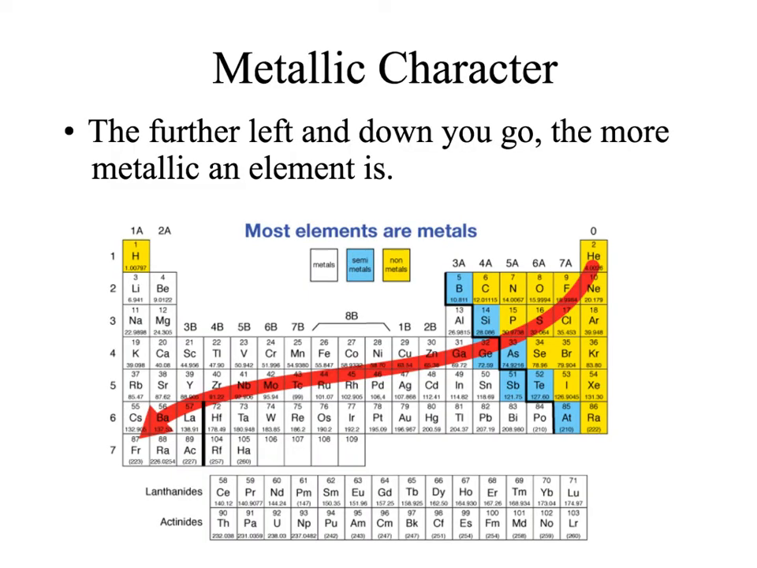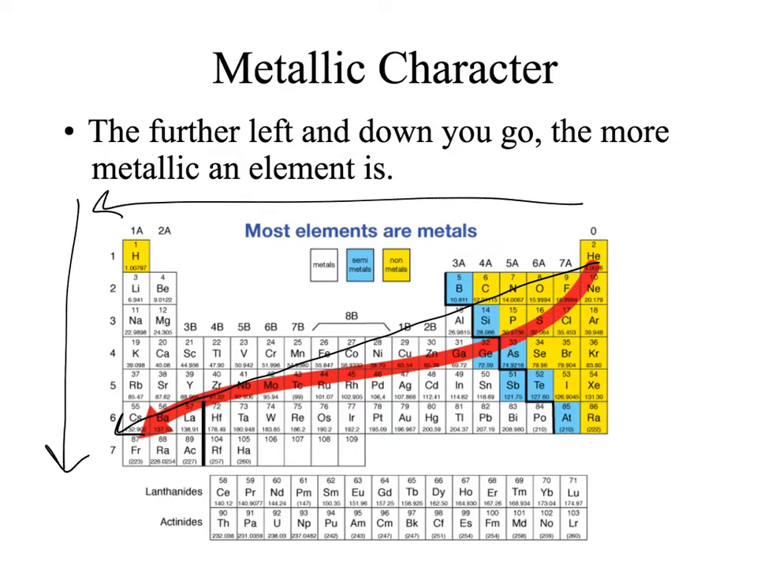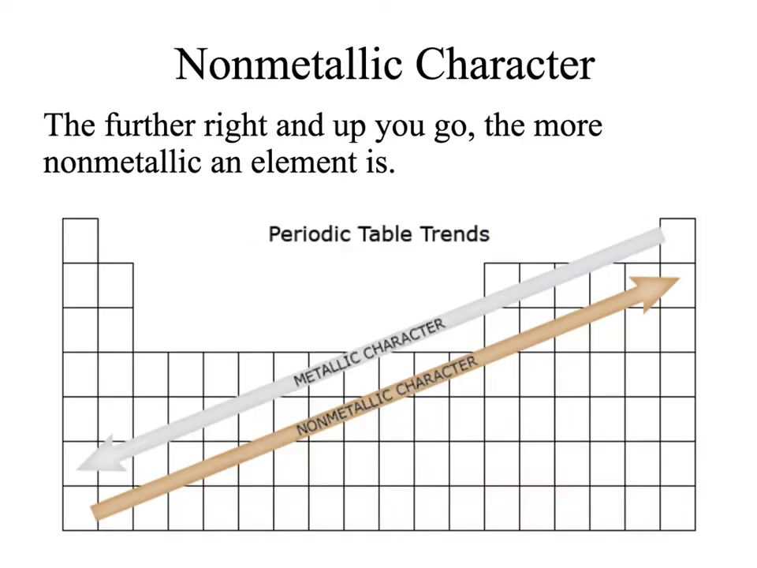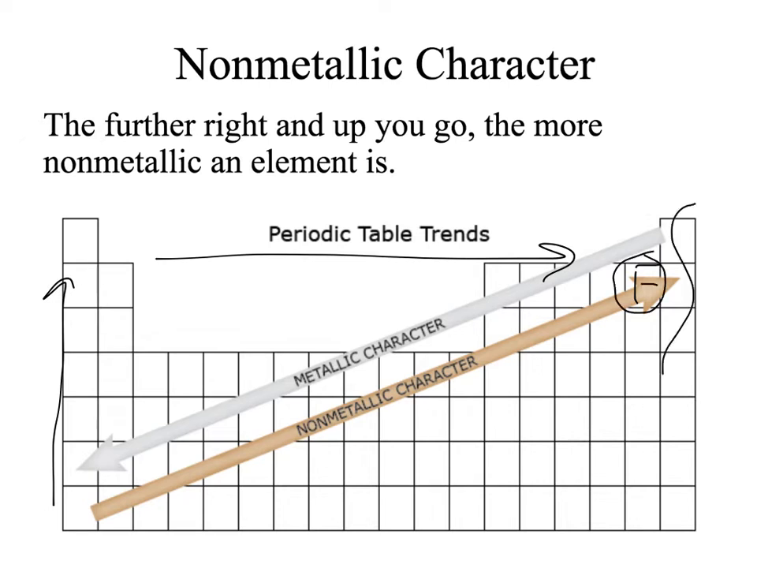Another trend is metallic character, meaning more and more metal. And that is the trend as you see in this arrow. The further down and to the left you go, the more metallic an object or an element is. And by more metallic, we mean that it reacts more like a metal, it has more metallic properties, etc. The opposite is true for nonmetallic character. As you go up and over, you get more and more nonmetallic. In fact, the most nonmetal element would be fluorine. We ignore those noble gases in that last column.